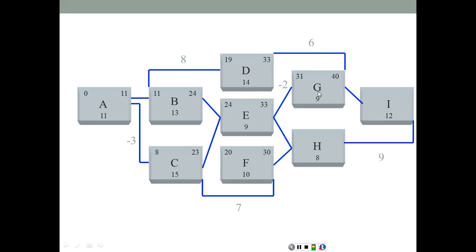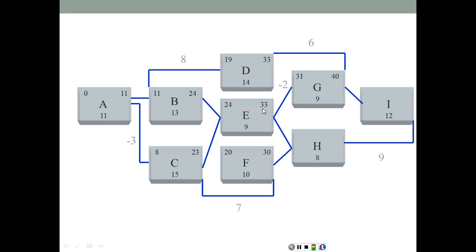Going to activity G, it has two immediate predecessors. Similar to the previous problem, these predecessors come at two different points. Here we have from D is going to be 33 plus 6, that's 39, minus 9, which gives 30 at the beginning. But here from E we have 33 plus negative 2, which gives 31, larger than the 30, so E is driving G, therefore it's going to be 31 and 9 is 40.